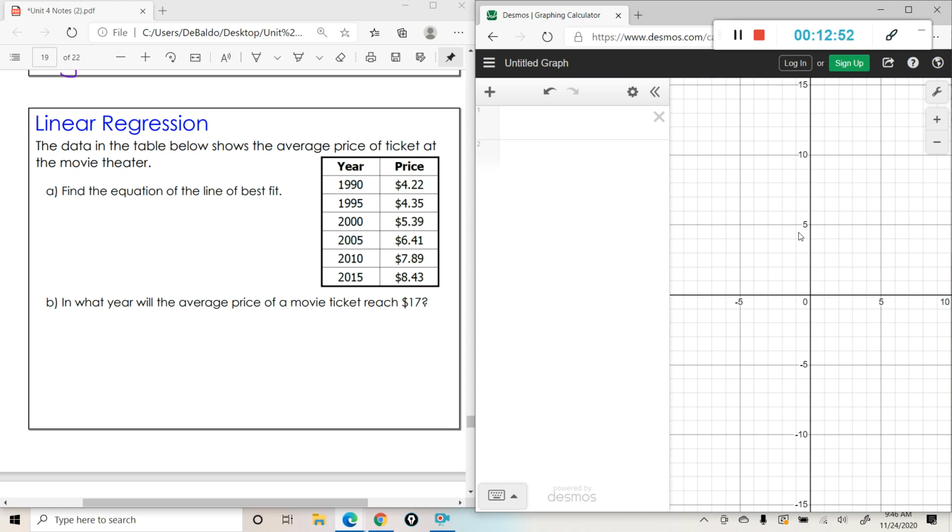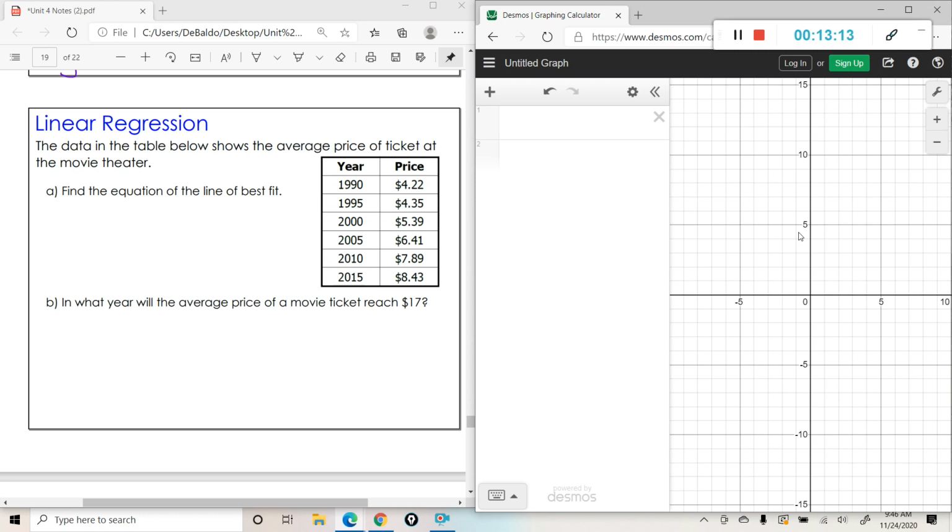The data in the table below shows the average price of a ticket at the movie theater. Find the equation of the line of best fit, and then we want to estimate in what year the average price of a movie ticket will reach $17. You can see that that information is not in our data here.